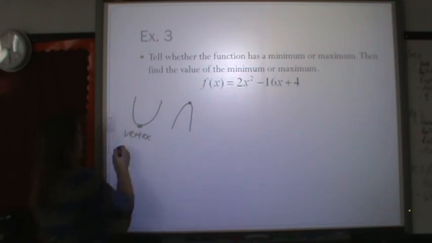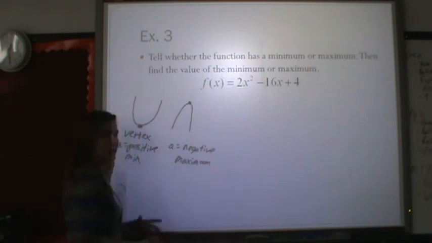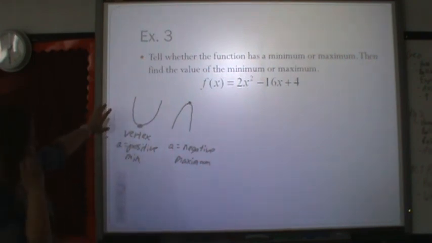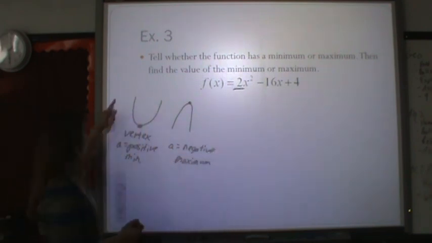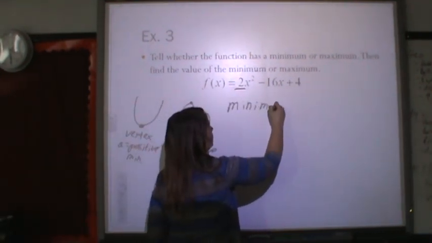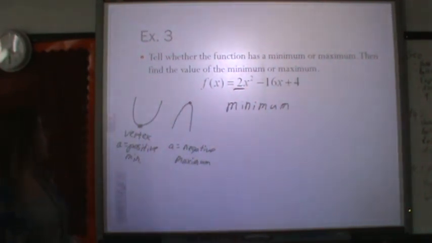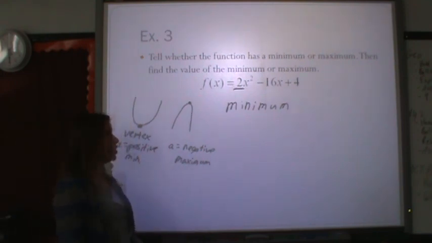So if your a is positive, you have a minimum. And if your a is negative, you're going to have a maximum. Again, because it's your highest and your lowest point. So if we're looking at this, notice my a value here is positive. So that means it would open up, so it would actually have a minimum value. And it says, besides that, find the value of the minimum. So what I want you to do is go ahead and find the vertex of this parabola, and that's the minimum that it happens at.